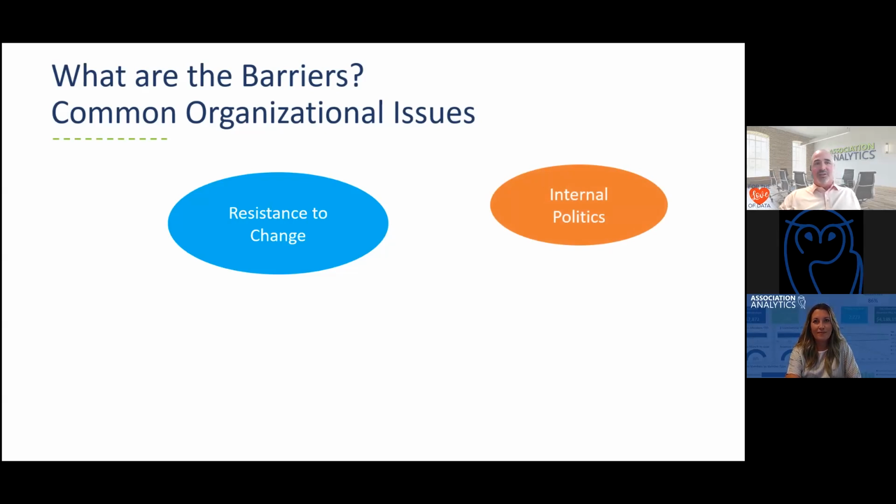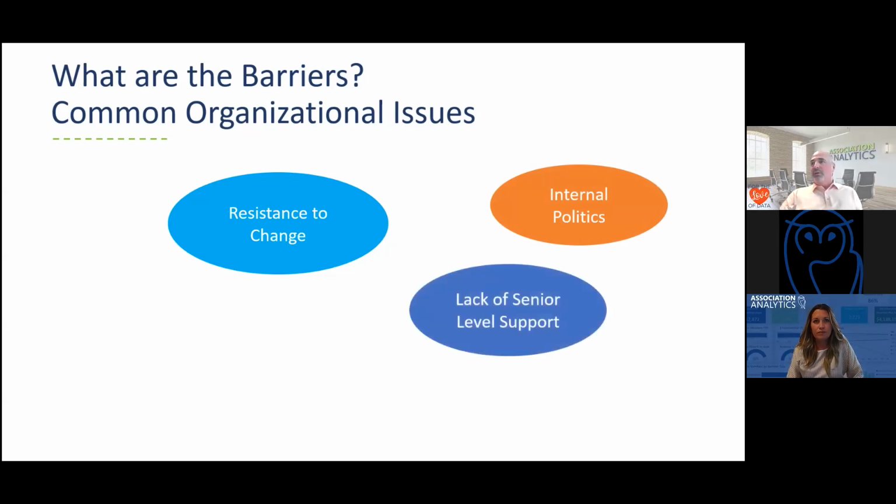Internal politics is always there. Somebody owns something. Oftentimes in an organization, the people who own the strategic planning process don't typically own the data and data management and data governance and a lot of systems. So making sure you can tie those things together. Then there's lack of senior level support for getting data into your strategic processes and tying data to strategic goals.